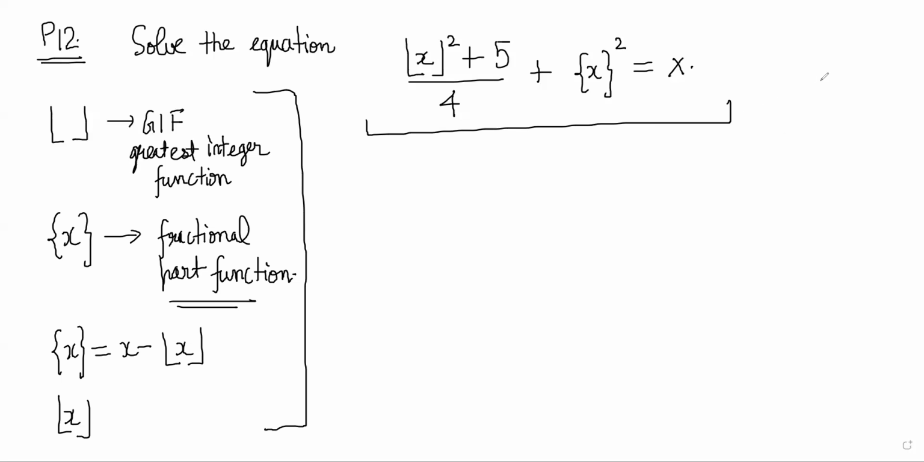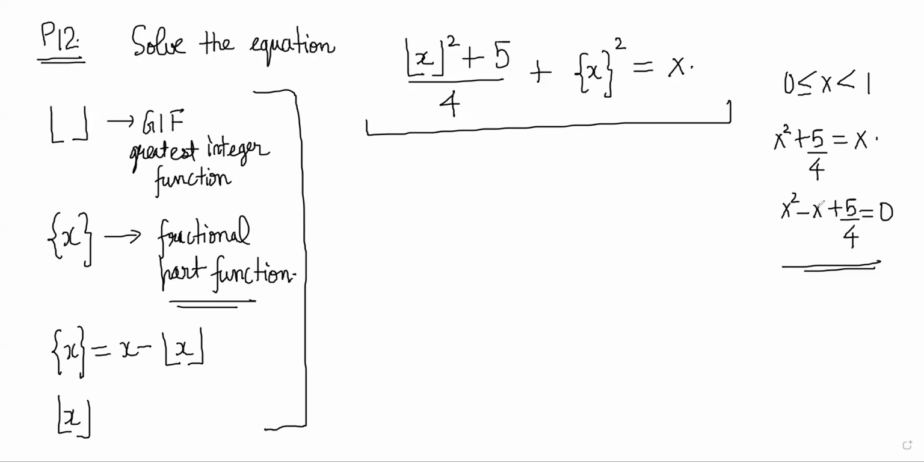In the case that you are talking about, where x is between 0 and 1, you are getting an equation like this: x square plus 5 by 4 is equal to x, right? Yes sir. We are getting a quadratic equation for x, and the discriminant of this quadratic is negative. So there is no real root. Yes sir, that's why there are no roots in this range.